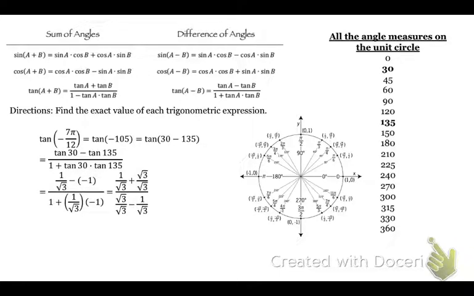Let's get a common denominator. So that's going to be 1 plus the square root of 3 over the square root of 3, and then square root of 3 minus 1 over the square root of 3. Those 3's cancel, and you get 1 plus the square root of 3 over square root of 3 minus 1.